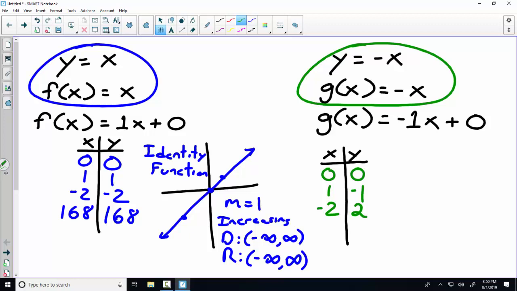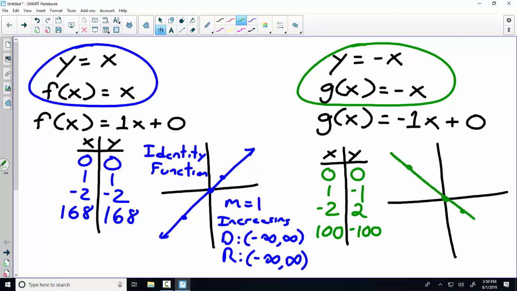And of course this works for numbers no matter how big or small they are. So 100, negative 100. This creates a similar looking graph, but still different. Still goes through 0, 0 right here. But then you have ordered pairs like 1, negative 1, negative 2, 2. And we get this decreasing line instead. So this one's going to be decreasing. And it has a slope of negative 1.